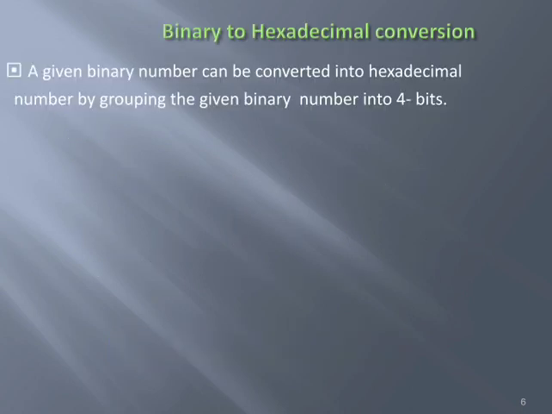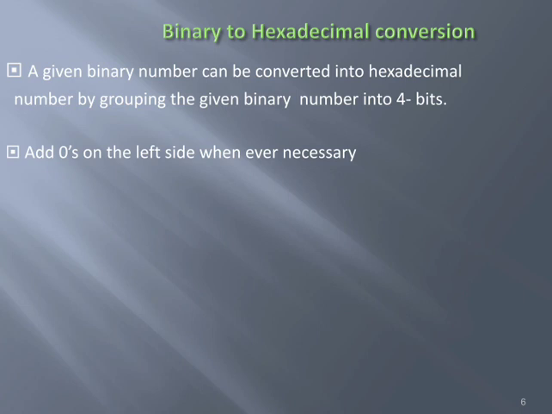Next, the opposite conversion. Given a binary number, we need to convert it into hexadecimal number. For that, a given binary number can be converted into hexadecimal number by grouping the given binary number into groups of 4 bits. Because if you have each group of 4 bits, then replacing that 4-bit binary with its equivalent hexadecimal digit becomes the conversion of binary number to hexadecimal number.